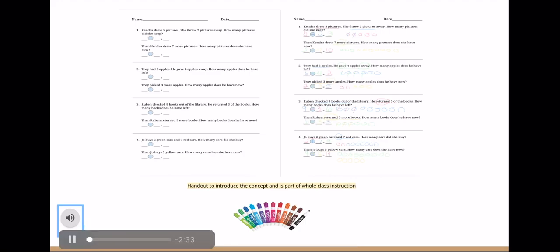Moving on to our next slide. This is going to be the worksheet that we're going to hand out to all of the students at the beginning of the activity. This is going to be the worksheet that is going to be worked on as a whole class.